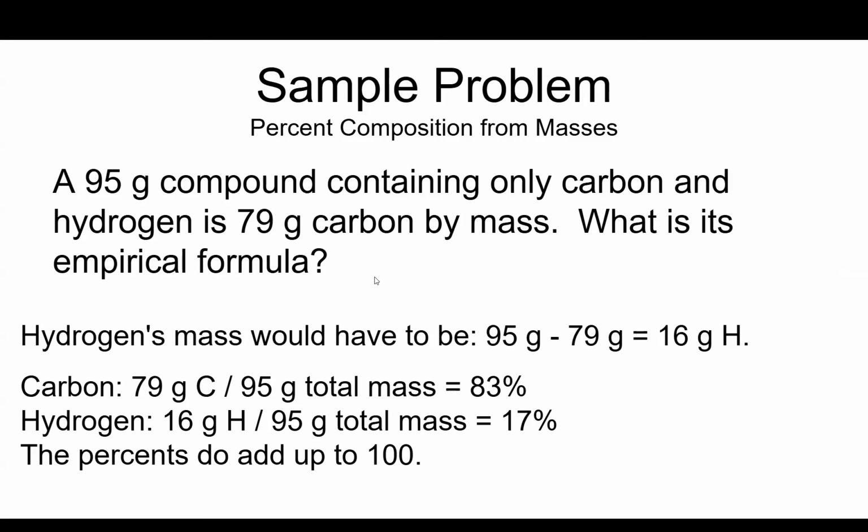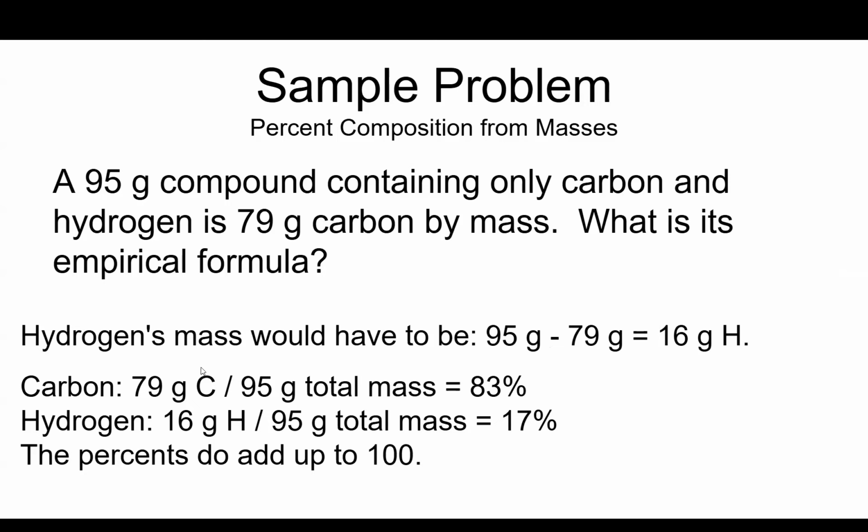So the little trick is to take the total mass minus the mass of the element that they did give you, the carbon, and subtract, and you'll get hydrogen's mass. So if you look at this line, hydrogen's mass would have to be 95 grams minus 79 grams. That gives us 16 grams.